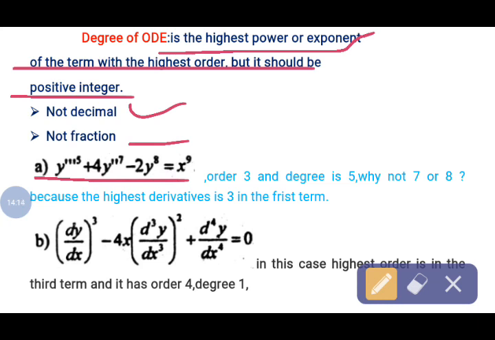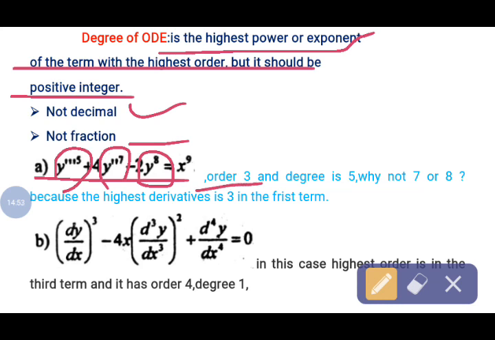To define the degree of an ordinary differential equation, first of all, you have to identify the order of that ordinary differential equation. For example, in example A, in the first term y is differentiated 3 times with respect to x, and in the second term y is differentiated 2 times with respect to x, and in the third term y is not differentiated, which is normal y. Therefore, compare the first term and second term which have higher order. The first term has 3, the second term has 2. Therefore, the order of this ordinary differential equation is 3.